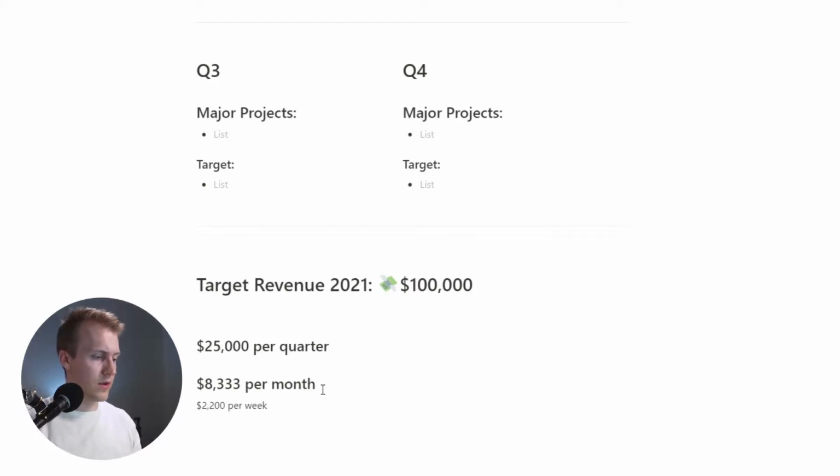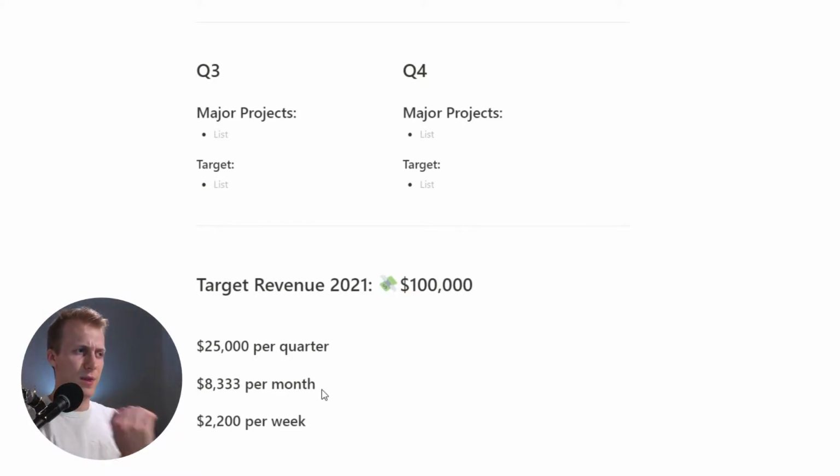When you start to break things down like this, you look at your value goals and measurable goals. If I want to make $100,000 this year, that means I have to make on average at least $25,000 per quarter, which means I have to be on track every month of making at least $8,500 per month, which breaks down to a little over $2,000 per week.